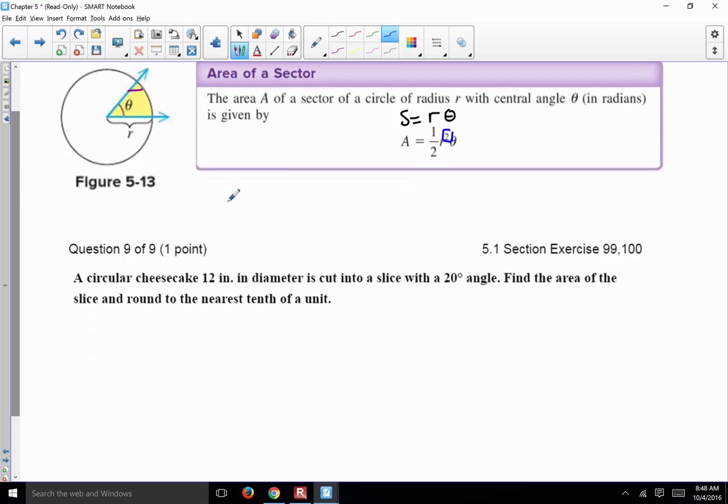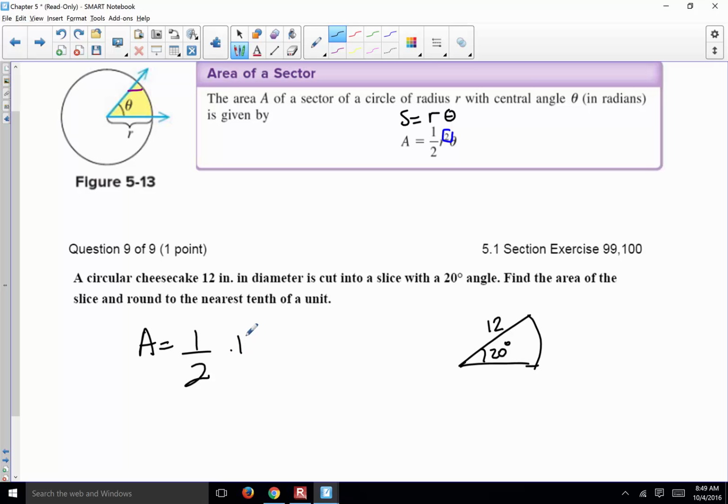Alright, let's do this. You're eating a cheesecake. This is your cheesecake slice. It's 12 inches in diameter and a 20-degree angle. All we need is to multiply them, right? 1 over 2, 12, and 20 is the angle. R is 12, 20 is the angle. I have two mistakes here.